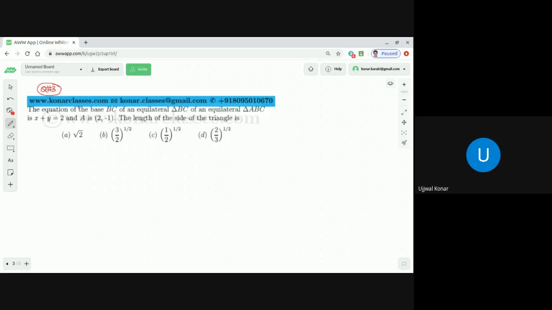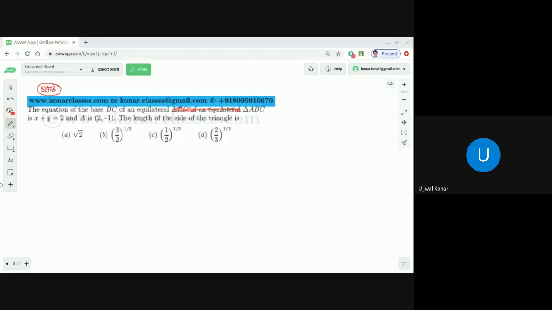Question number 3. The equation of the base BC of an equilateral triangle ABC is x plus y is equal to 2, and the coordinate of the point A is given as (2, minus 1). The question is that the length of the side of the triangle is what? As it is an equilateral triangle, we need to find the length of the side of the triangle.